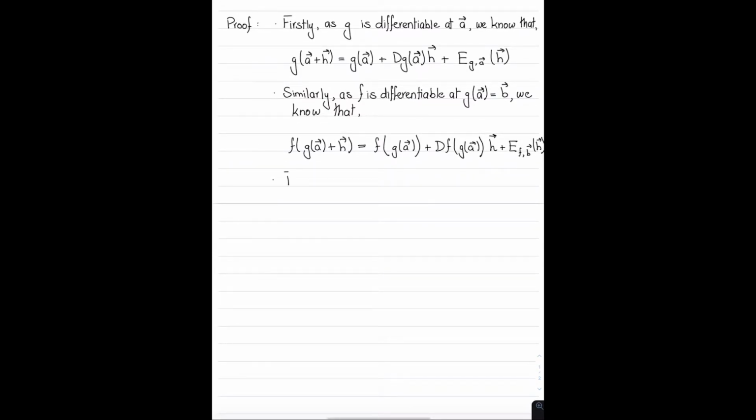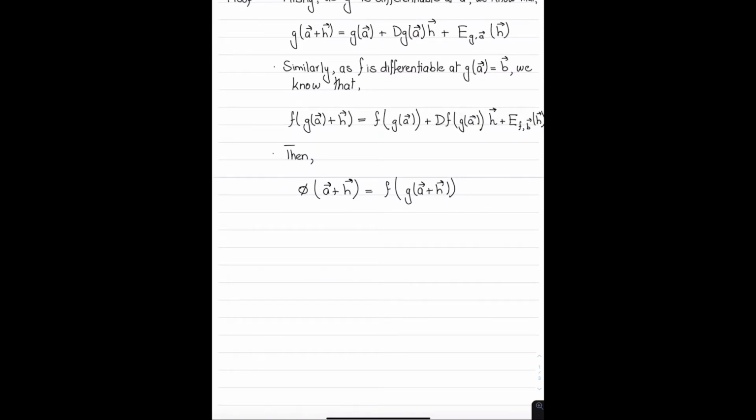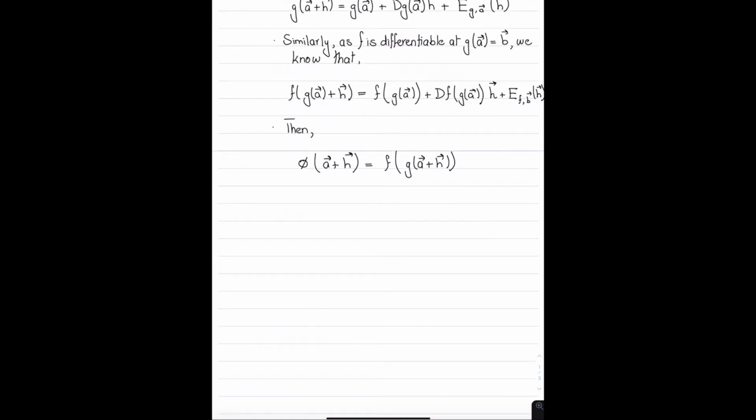Now what I'm going to do is see what phi at a plus h is. Phi at vector a plus h is equal to f evaluated at g of a plus h, and these are all vectors. I'm just not going to call them vector a plus vector h, just a plus h, but these are all vectors. So this is where you have to be a little bit careful.